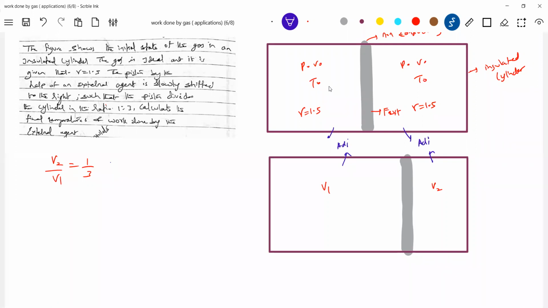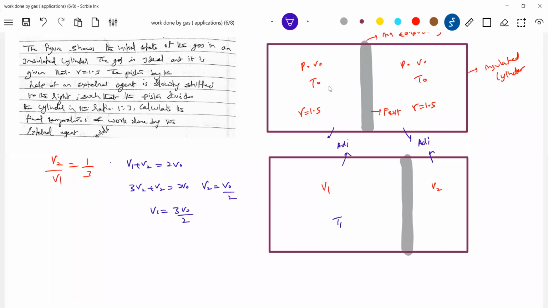Okay, now I think it's very clear. We know ratio of volumes. So now V1 plus V2 should be equal to 2V0. V1 equal to 3V2, so 3V2 plus V2 equal to 2V0. So therefore, what is V2 equal to? V0 by 2. What is V1? 3V0 by 2. Okay, these are the V1 and V2, we know it.